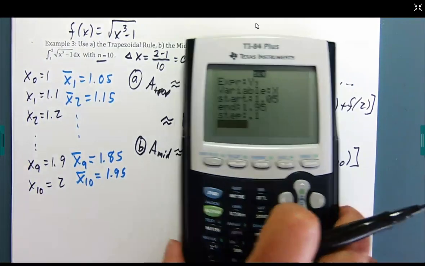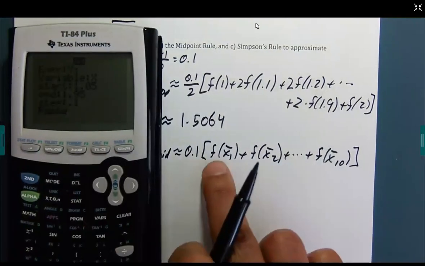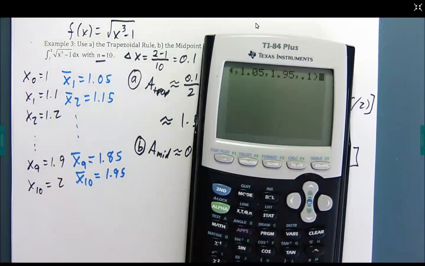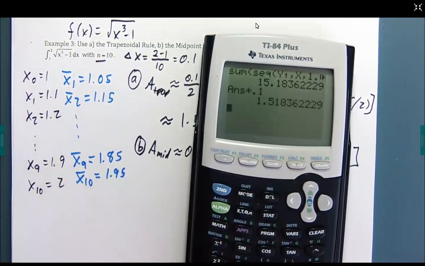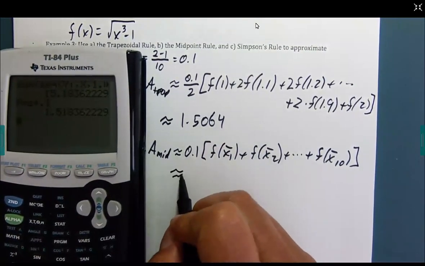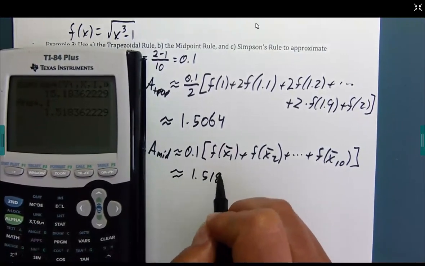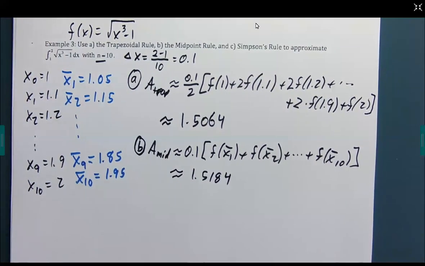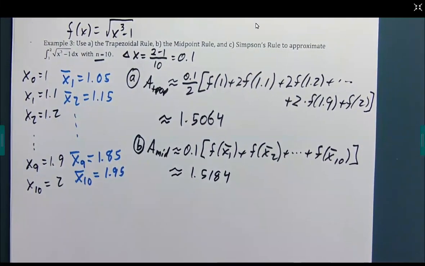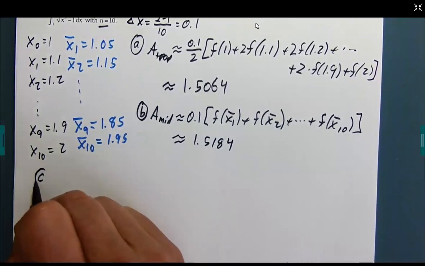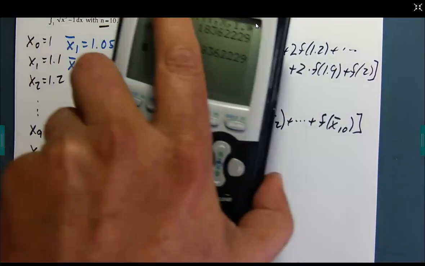Now, that is only going to add up these. And now I just need times 0.1. Look at that. And you can see it's kind of close to this one. 1.5184. So they're close, about 1.5 in their accuracy. Now, Simpson's is a little more complicated. So we're gonna have to do even more stuff with it.